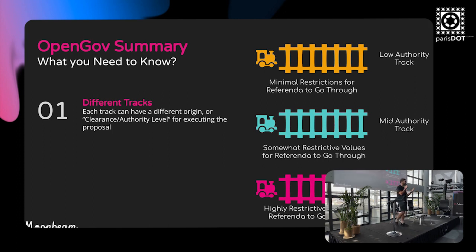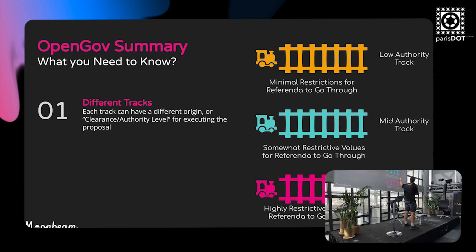So in OpenGov, these are called tracks, meaning there's a track that has highly restrictive values for a referenda to go through, but because it's highly restrictive, it can do a lot of things, a lot of damage in the network. It can do whatever it wants. It could even say, hey, Limo, you know what? We're going to grab 100 tokens in your wallet and transfer them to Alberto, because it's the root track. It's a track that can do everything.